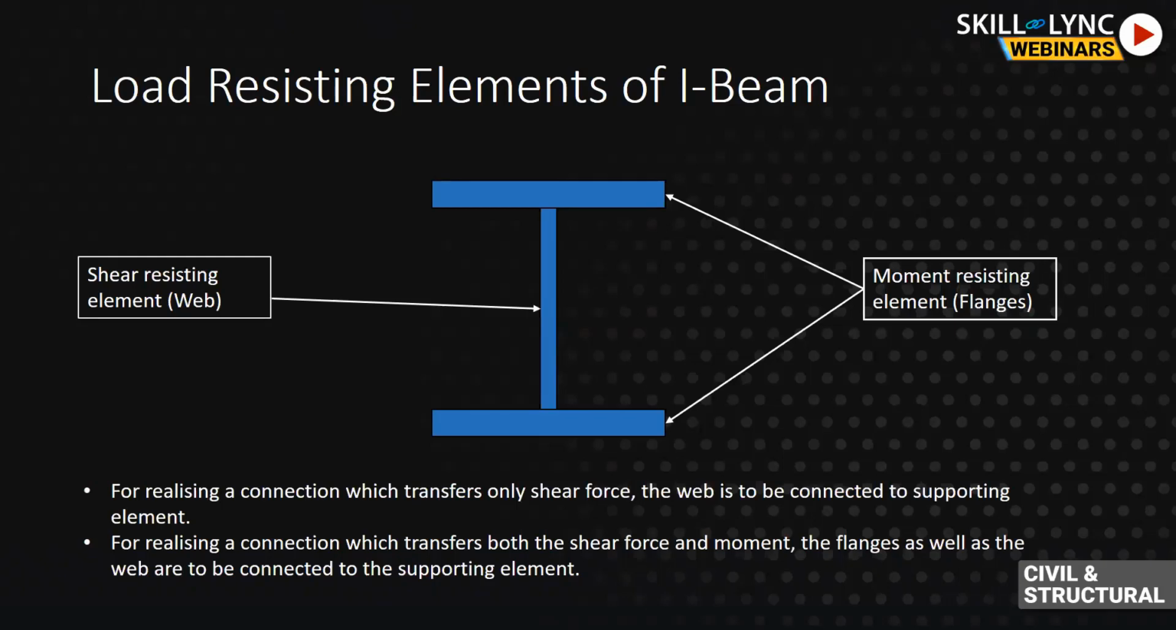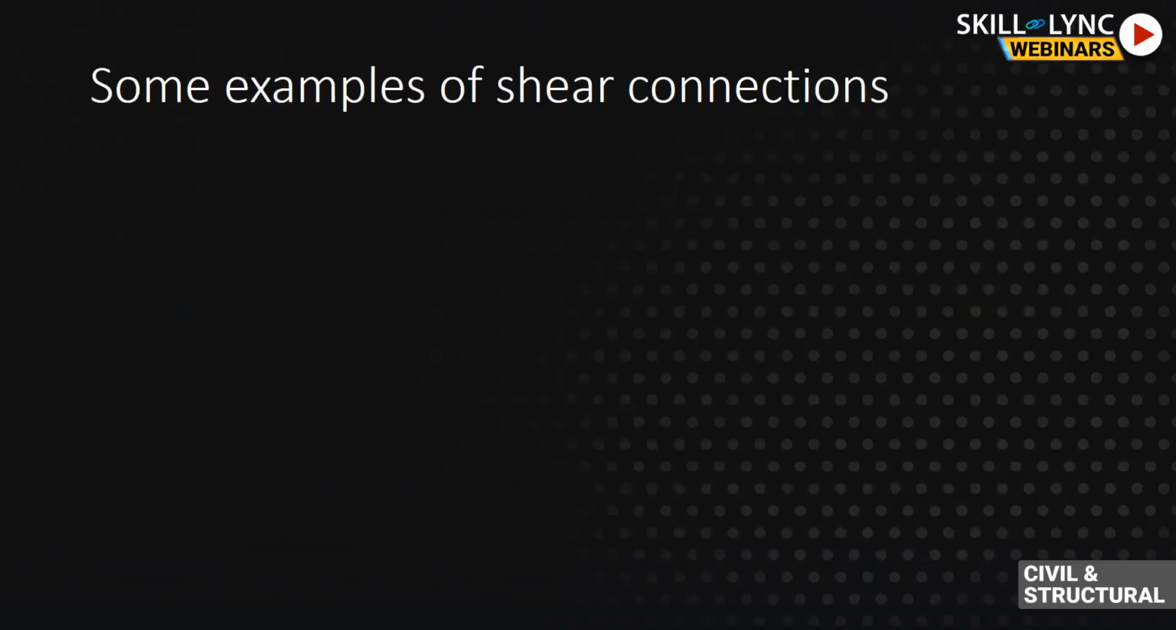For a moment connection, if we want to realize a moment connection that transfers both the shear force and the moment, the flanges of the I section have to be connected to the column to transfer the moment, and the web has to be connected to the column to transfer the shear. So for moment connection, it is very important to connect the flanges to the column. So now, as we have seen that, let us proceed with some examples of the shear connections.